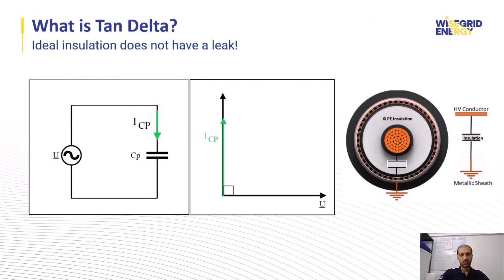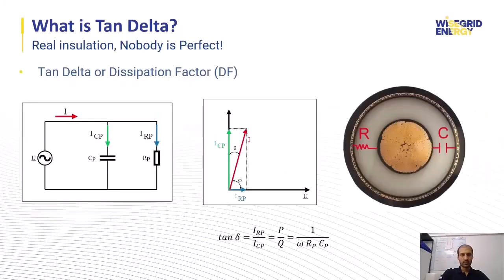This insulation can be an XLPE insulation, I mean the XLPE cables. So between HV conductor and metallic sheets, we have this insulation and we can model it by the capacitor CP. But in a real world and real insulation, we have a loss and we call it tan delta or dissipation factor. What does it mean? We can model a loss of the insulation by RP in parallel with CP. So current passing through RP and CP is the vector sum, and we have I.